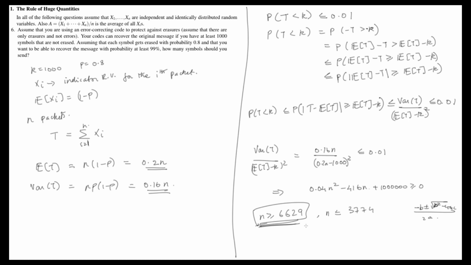Alright, so n greater than or equal to 6629 is the final value which we're going to get for the number of packets which we need to send across, so that with at least 99% probability 1000 will get across. Alright, so that's it for question 1 of homework 13.